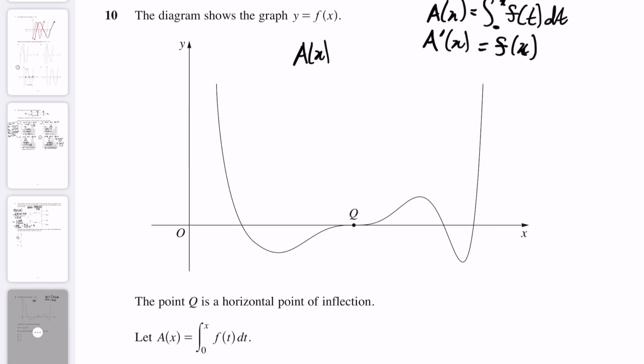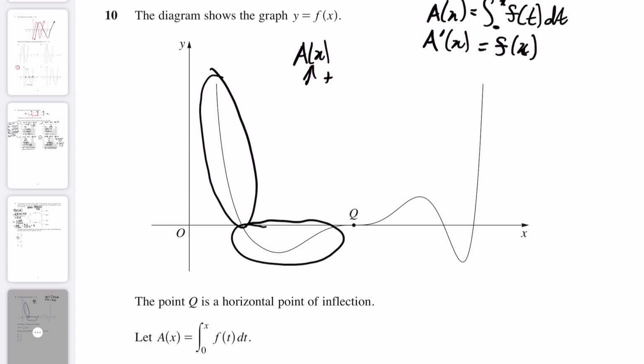So what that means is when our y values on this gradient function are positive, as they are here, that means the gradient of a of x is positive. When the y values are negative, it means the gradient of a of x is negative. And when y is equal to 0, that means our gradient is equal to 0, so there are stationary points involved.